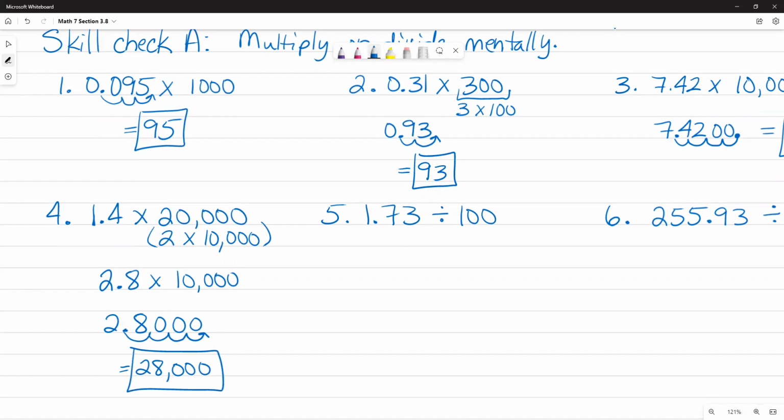All right. So 5 and 6 are my division. When we divide, we move our decimal left. So in this case, I have 1.73. If I'm moving my decimal left, I have to count the zeros. There's 2, so I move it 1, 2. So my decimal goes here. That means I annex in 1 0 after the decimal. And my answer is 0.0173, or 173 10,000ths.